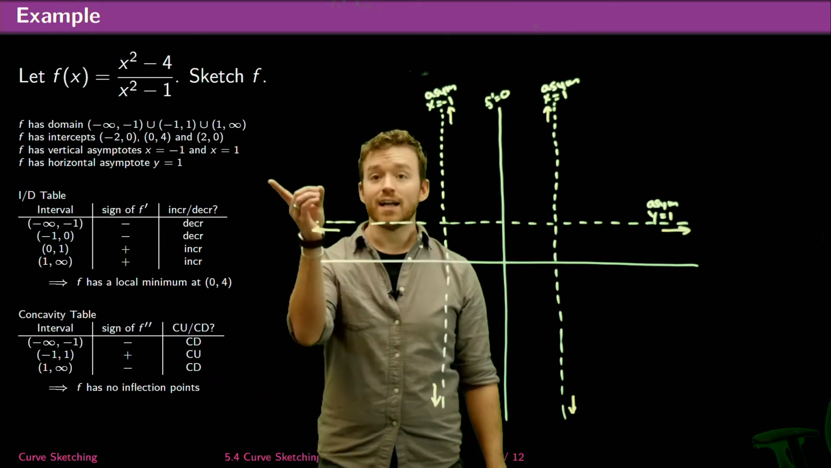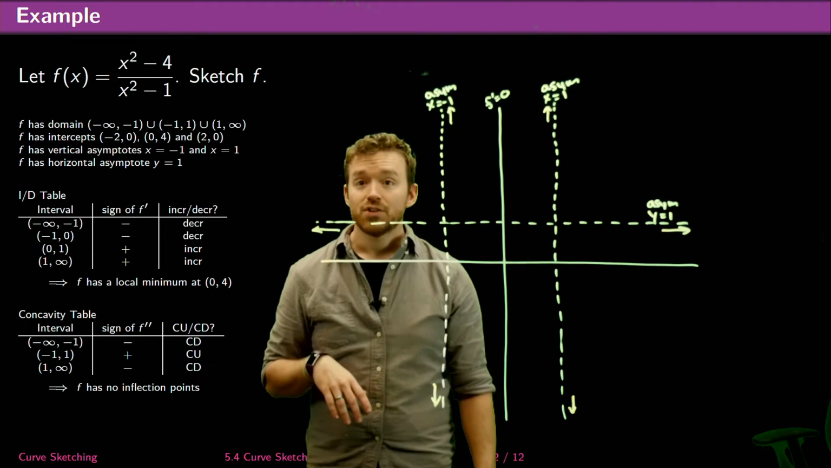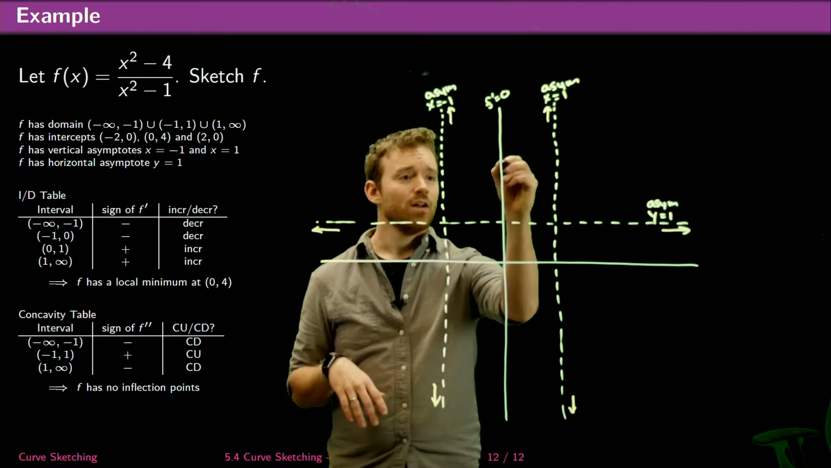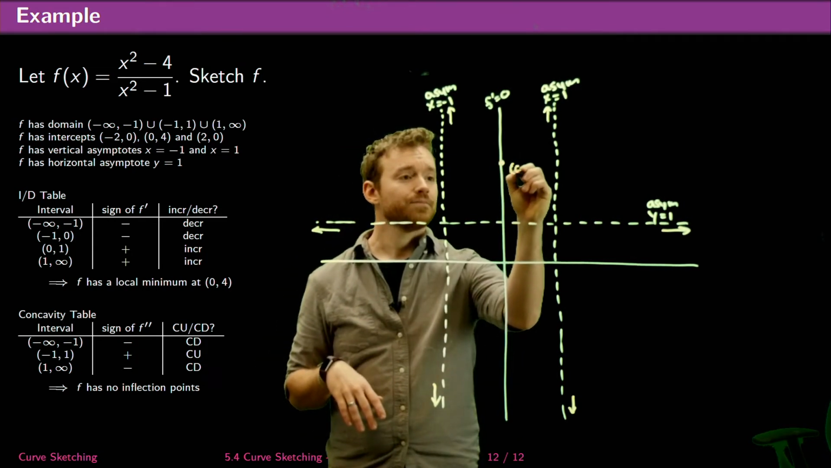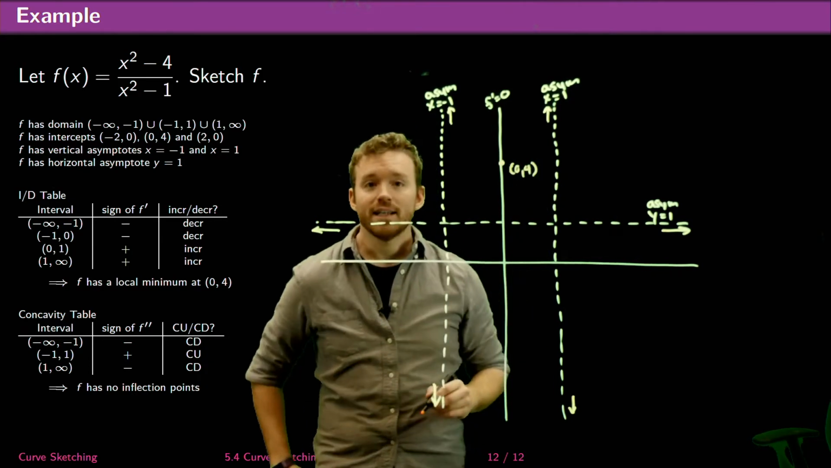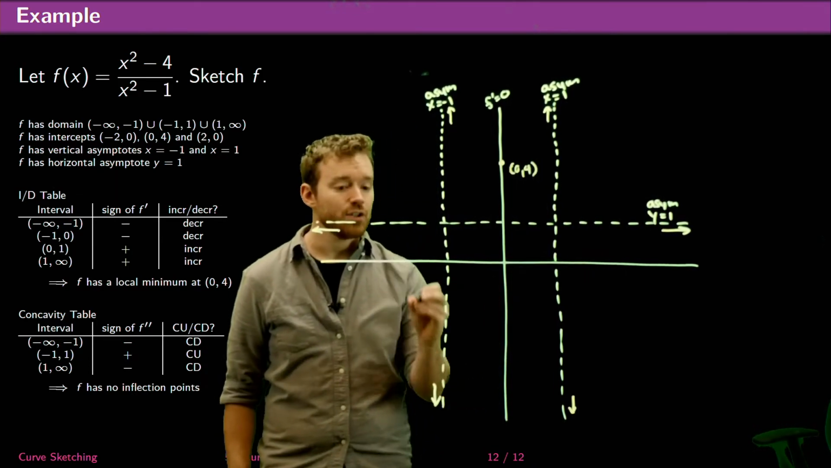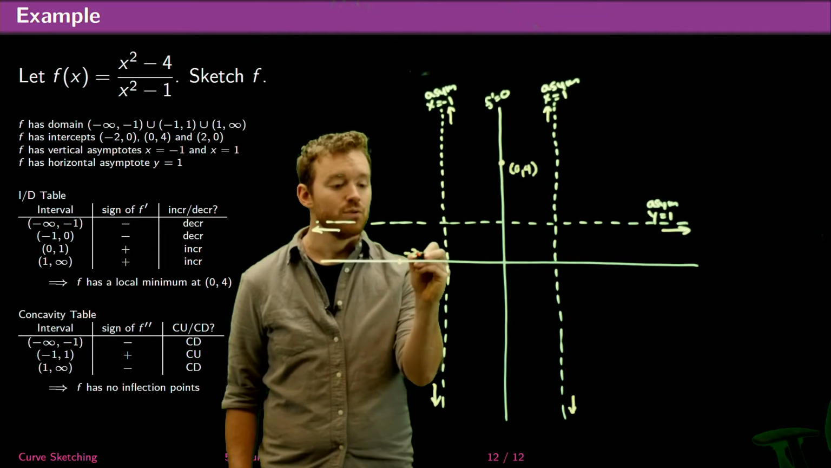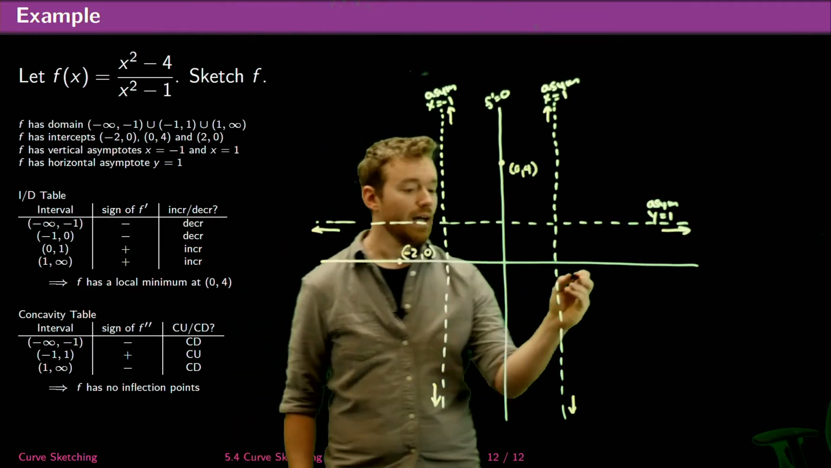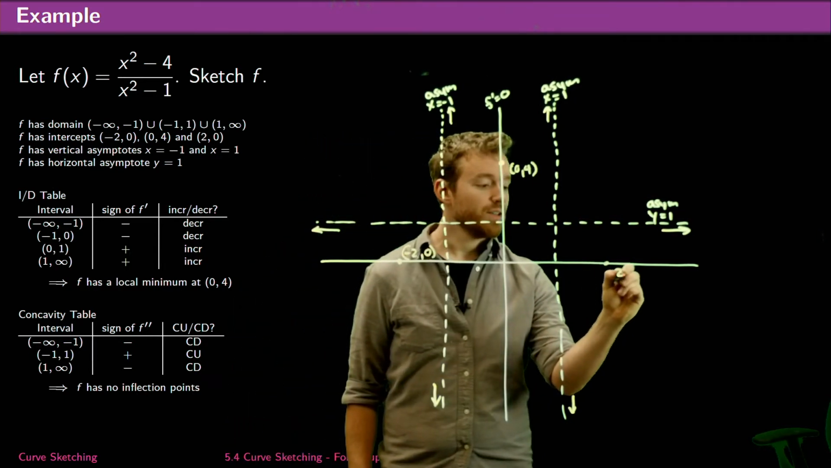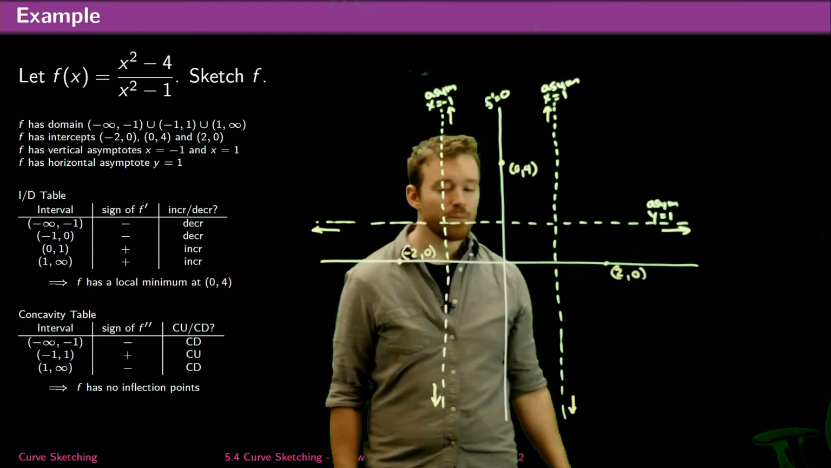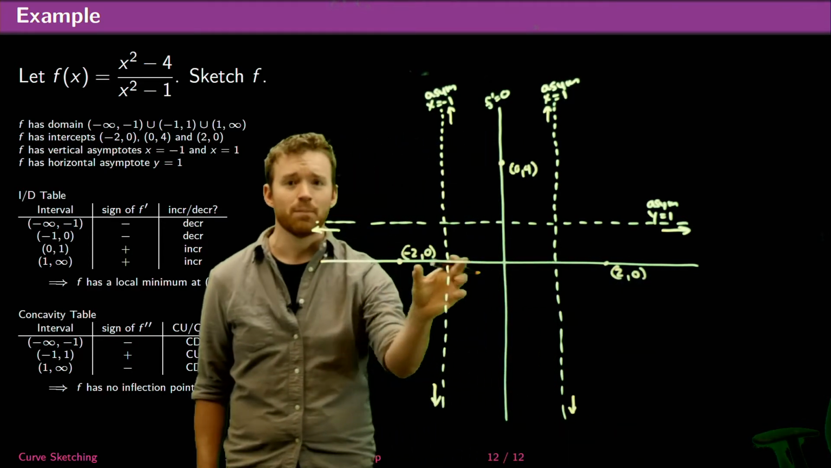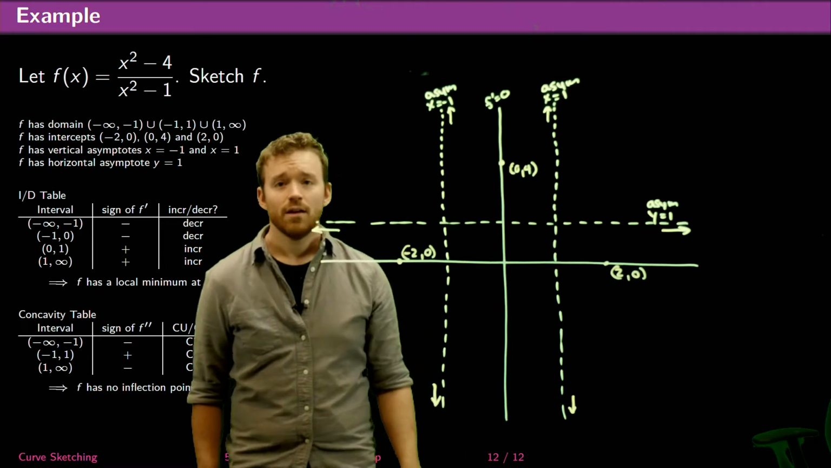Maybe I can also plot some of these points. 0, 4, again, this is not to scale. Let's say 0, 4 is around here. Let's say 2, 0, and -2, 0. So here will be -2, comma 0. And here will be 2, comma 0. And again, this doesn't have to be to scale, but try to make sure that things are at least proportional to each other to some extent.